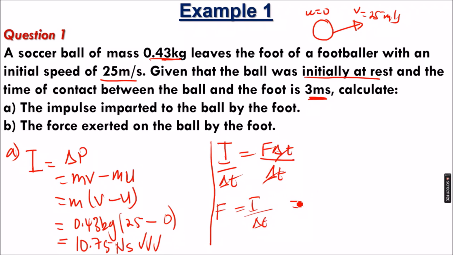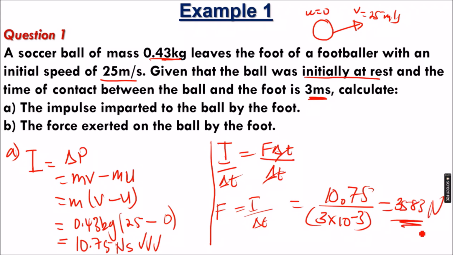What is the impulse? 10.75. We are from calculating it. What is the time? 3 milliseconds. Milli is 10 to the power negative 3. So we convert milliseconds to seconds. What are you getting? 3583 newtons.